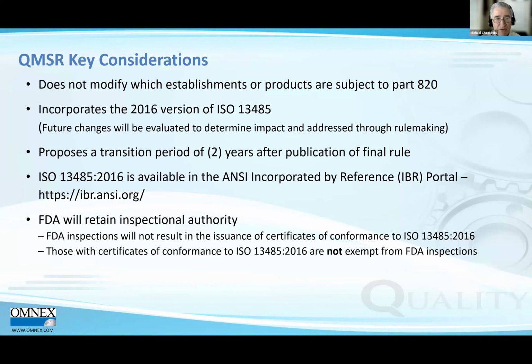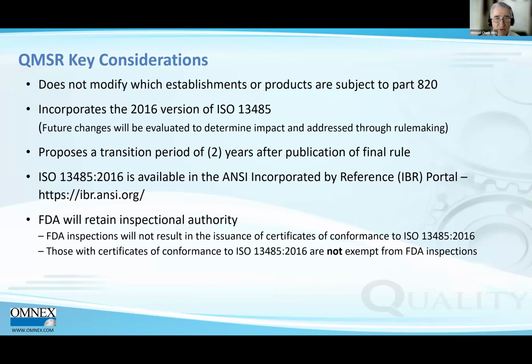Just for your information, ISO 13485:2016 is available on the ANSI incorporated by reference portal. That is the address here, ibr.ansi.org. So you can look 13485 up without purchasing it. Be aware though that this portal will show the full text of 13485, but you will not be able to print it out or copy it. You'll just be able to reference it on that portal. In order to have hard copies or utilize it, you're going to have to purchase it offline.